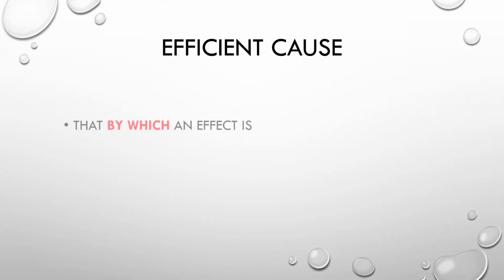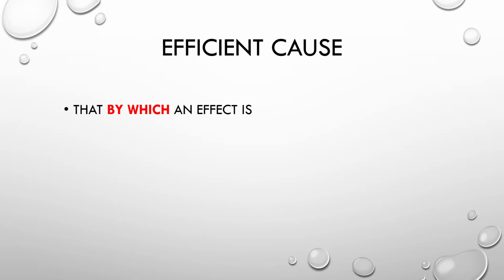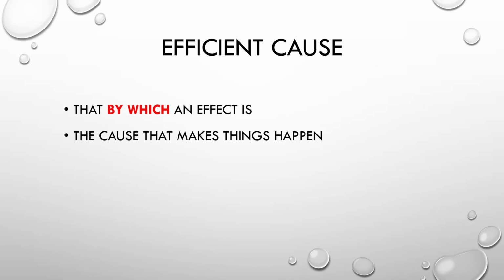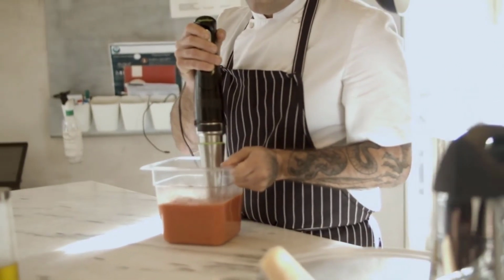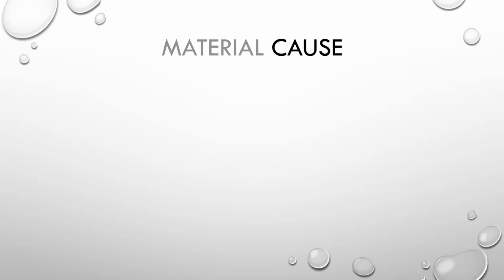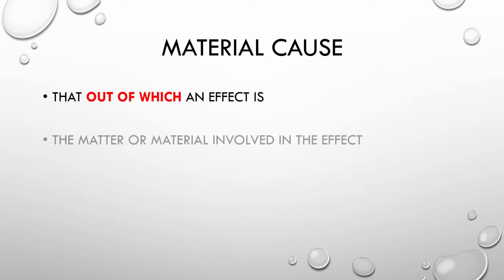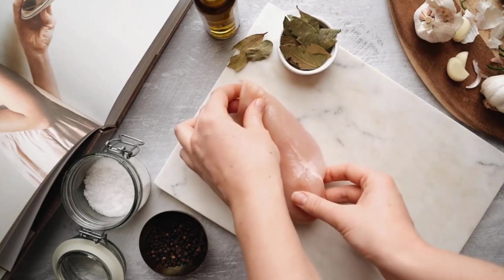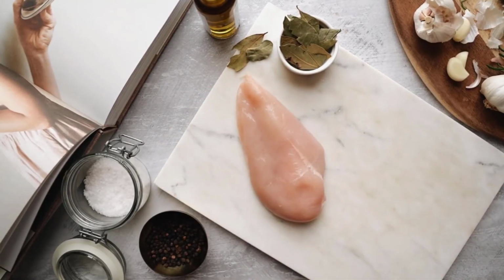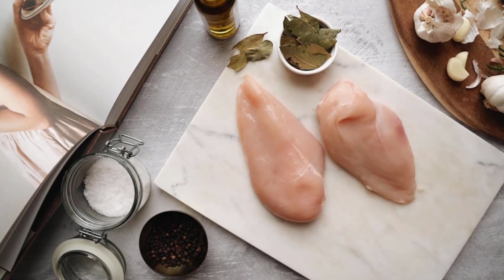Efficient cause is that by which an effect is, the agent or the thing that brings it about, the cause that makes something happen. In other words, this is the kind of cause we generally understand by the term cause. Now, to illustrate all of these, I'm going to take us into the kitchen because all this talking is actually making me hungry. The cook is the efficient cause of soup, the one who makes the soup. The material cause is that out of which an effect is, the matter or material involved in the effect, the stuff of which something's made. Here, soup is made of water, chicken, pasta, garlic, parmesan, etc. It really depends on the type of soup and the recipe.